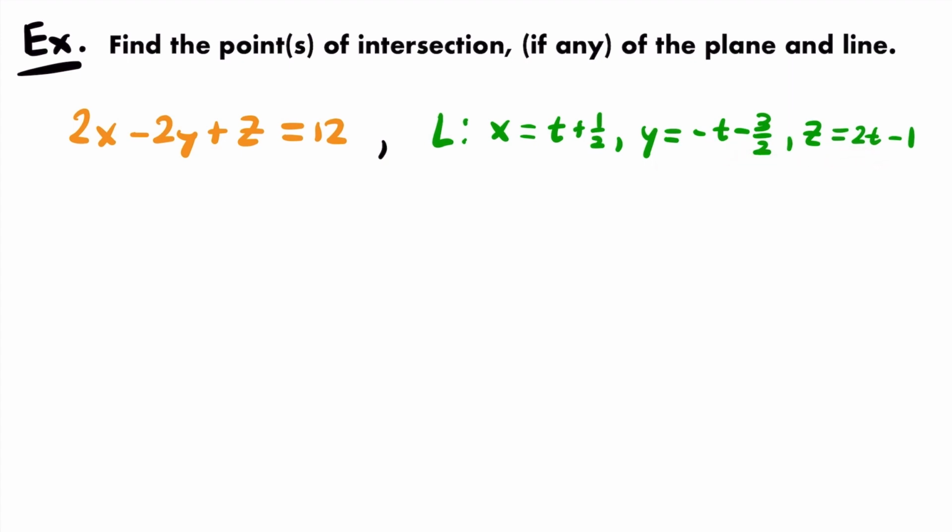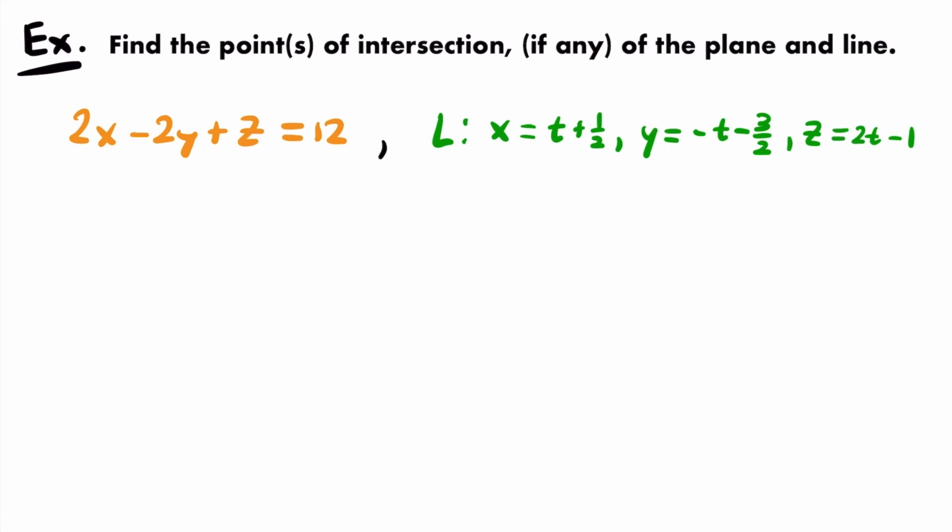Okay, now the first thing that you always want to do if you want to find the point of intersection between a plane and a line is plug in the parametric equations for that line into the plane. Okay, and so we have these three parametric equations for x, y, and z that represent this line. What we want to do is plug each of them in for x, y, and z in the plane equation.